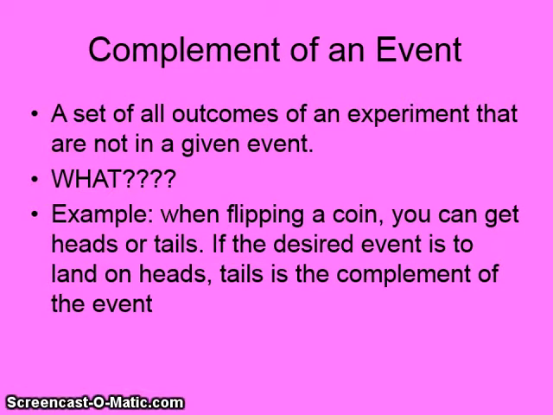The complement of an event is the set of all outcomes of an experiment that are not in the given event. Now, what does that mean? When you're flipping a coin, you can get heads or tails. If the desired event is to land on heads, heads is the favorable outcome. Tails would be the complement of that event because it's all the outcomes of the experiment that are not in the favorable category. Another example would be if your desired outcome is to roll a 3 on a die, the complement of that would be rolling a 1, 2, 4, 5, or 6.